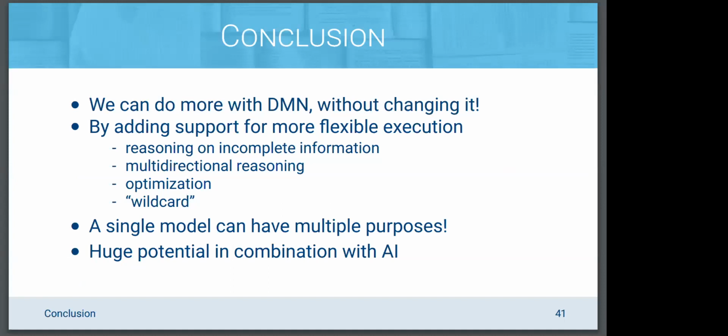Don't get me wrong, I'm not advocating that every DMN engine should be able to do all these things, right? I'm advocating that there are cases in which it is very useful to be able to do this. For example, in a cobot, or if we create a chatbot that you can interact with for a BMI case, right? And so we need to support, in those cases, more flexible execution methods, such as reasoning on incomplete information, multidirectional reasoning, optimization, and maybe wildcard mode.